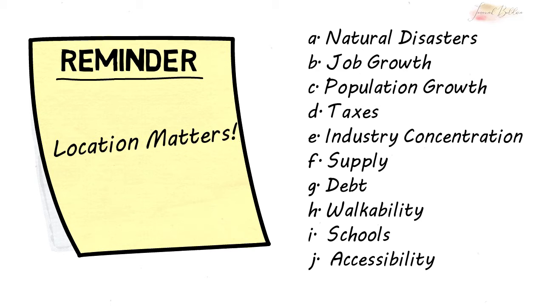Next is debt, because if there's a lot of debt and there's bills to be paid, then property taxes might go up. And also the income of your tenants may be more heavily taxed in the future. Next is walkability. People love to walk around, go to restaurants. Another one is schools, because people pick neighborhoods by the schools. Finally, accessibility. Can people get there quickly, and is it convenient? So just a quick reminder, location really does matter.